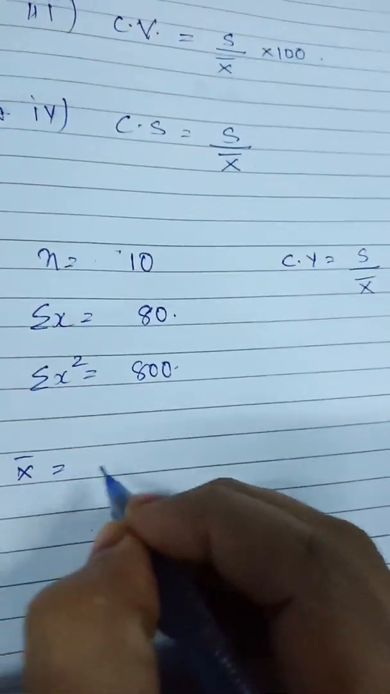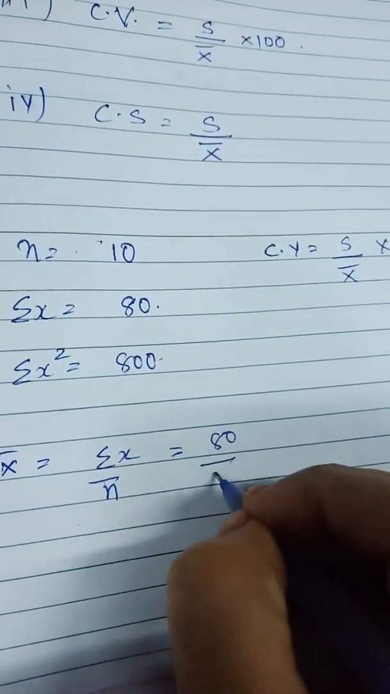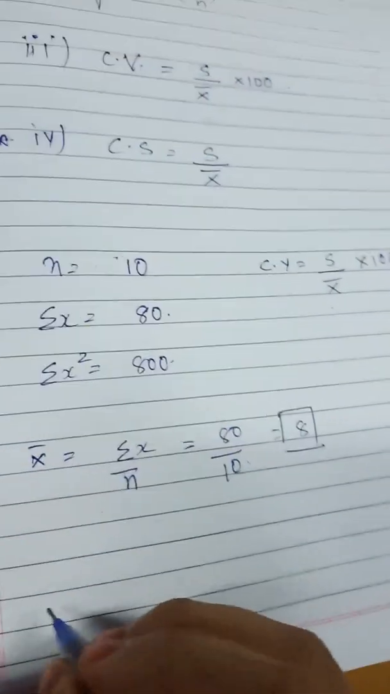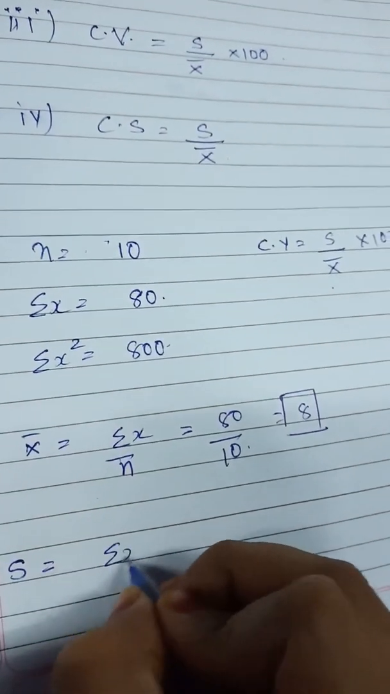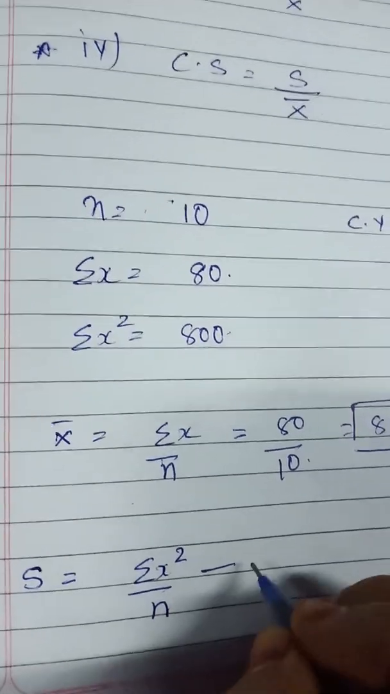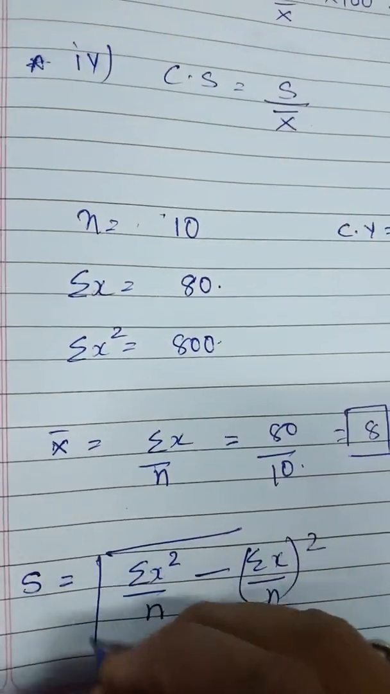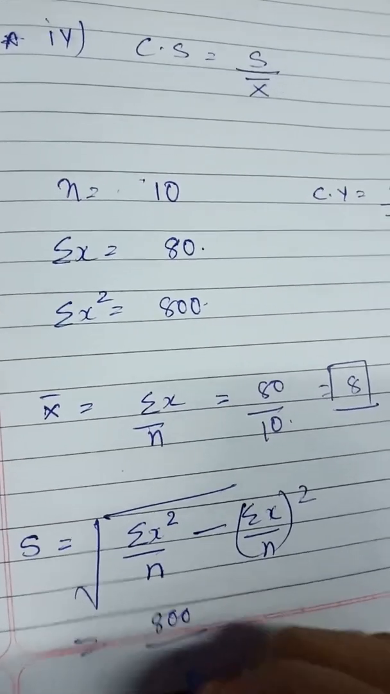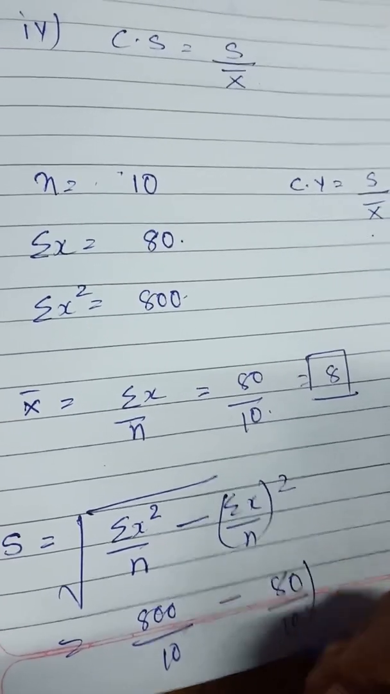So how to do it? First thing, mean we find, sigma x upon n. So sigma x is 80 divided by 10. So mean is 8. Mean we found. Same way we need to find standard deviation, that is S, square root of sigma x square upon n minus sigma x upon n the whole square. So sigma x square is 800 divided by 10 minus 80 divided by 10 the whole square.